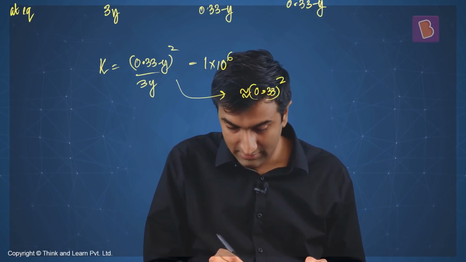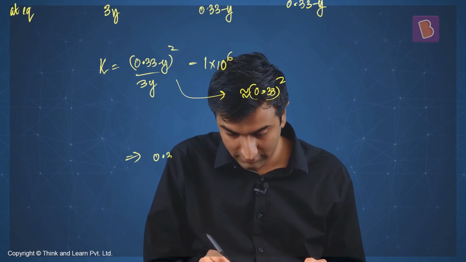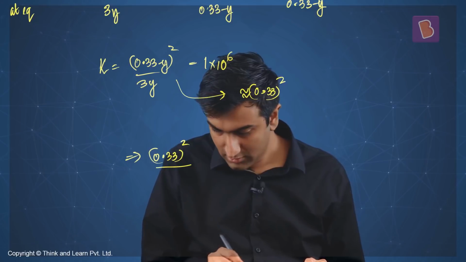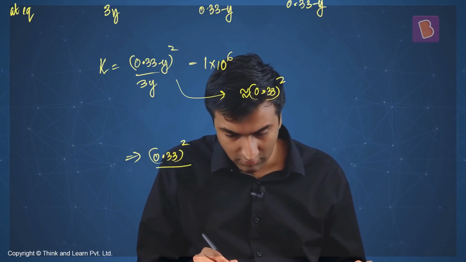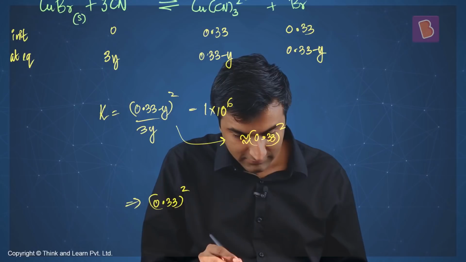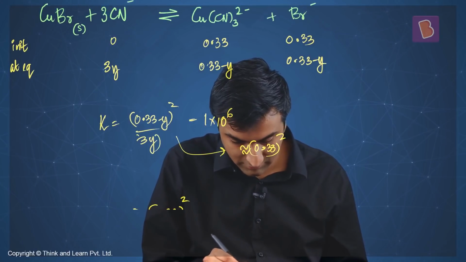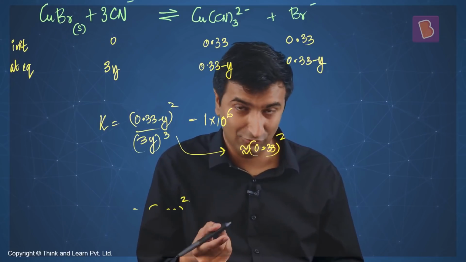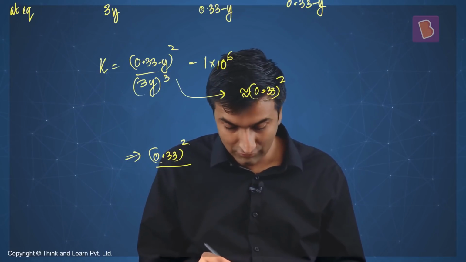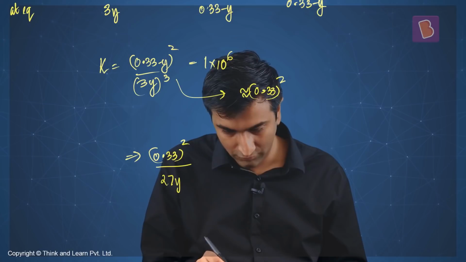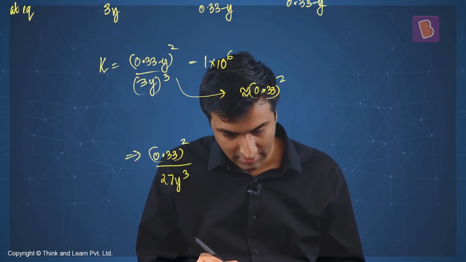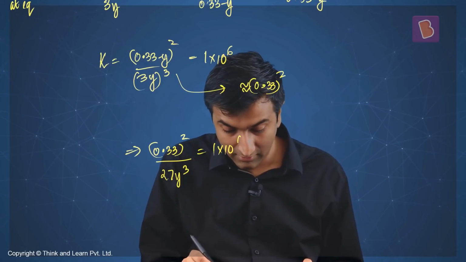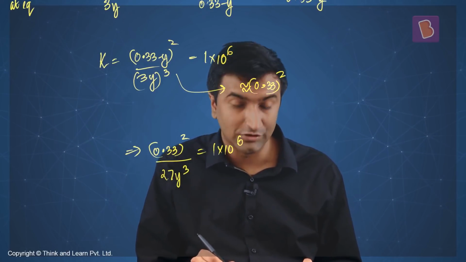So what I get is this expression is going to be equal to 0.33 squared by 3. Oh, wait, hold on. I made a small error here, didn't I? This is 3y, sure, but this should be 3y cubed. Be careful, I made an error. So this is 3y cubed, divided by, say, 27y cubed is what I have here, and would be equal to 1 into 10 power 6. So I'm getting an expression which is cubed.